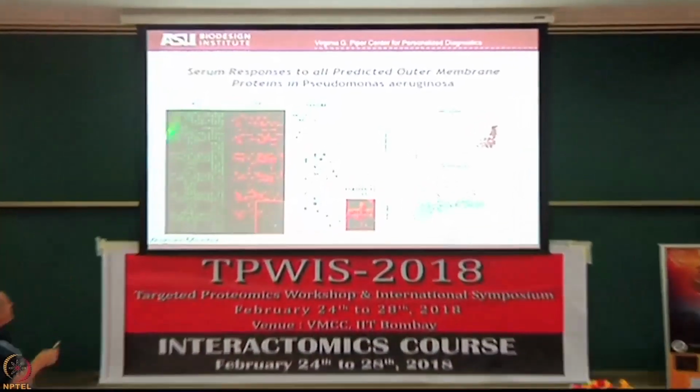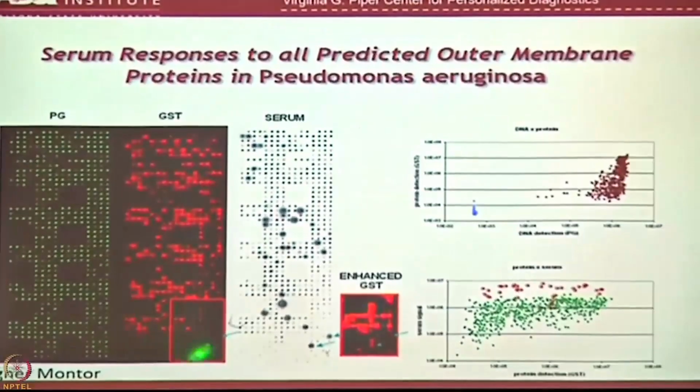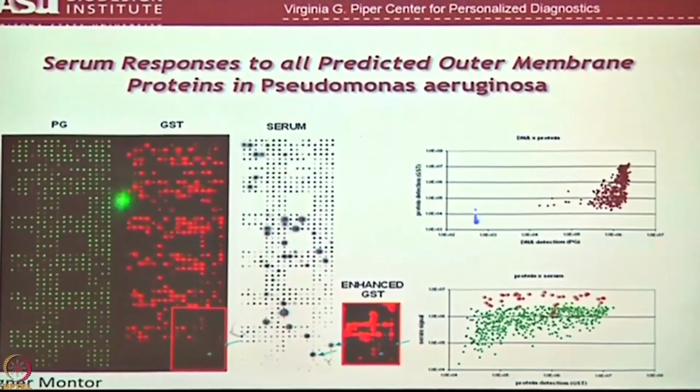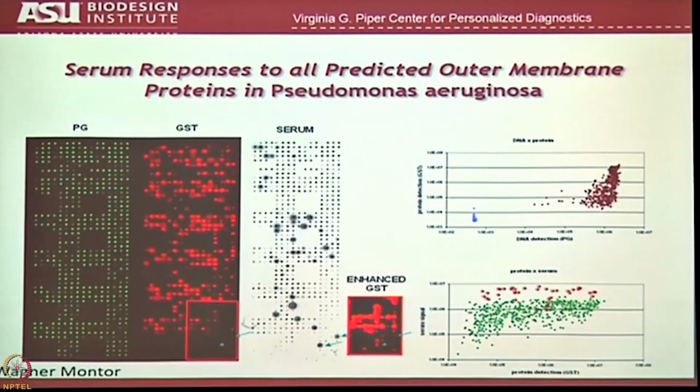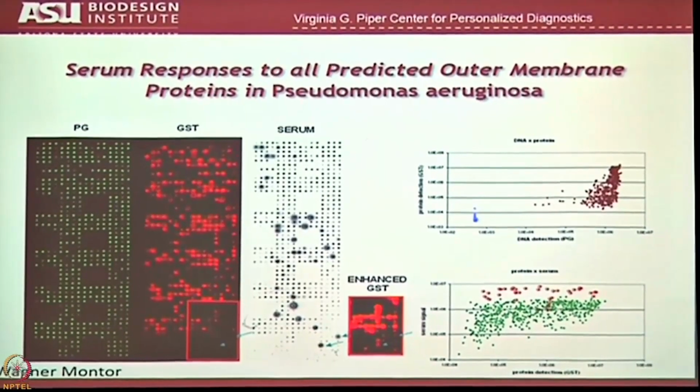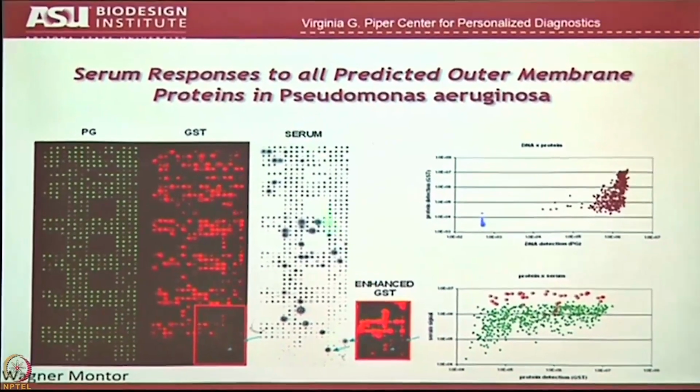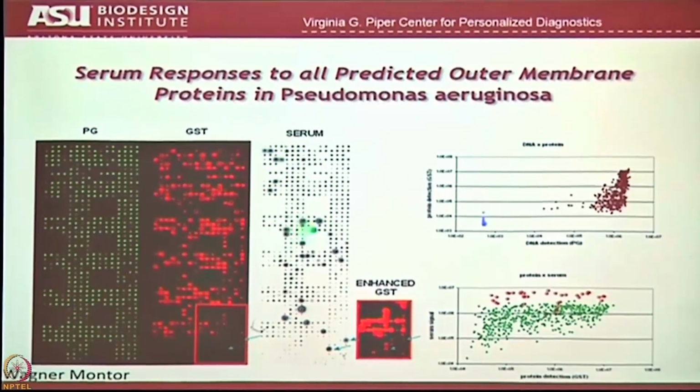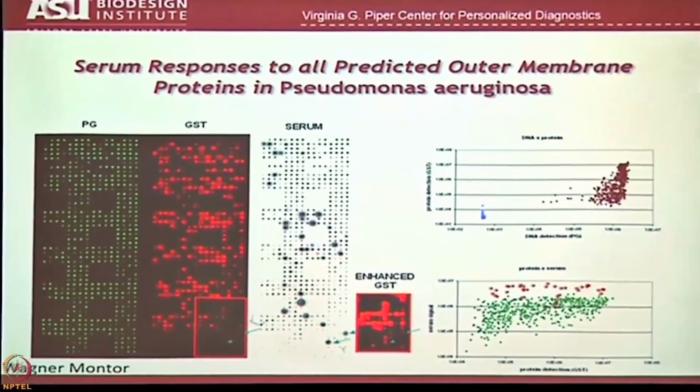So here's the chip, the DNA stain. Here's the chip, the protein stain. You notice that they're all red and they're all expressed. So the membrane proteins were well made on the chip. And then we probed them with patient serum, and you can see that this patient is responding to certain proteins on the chip.